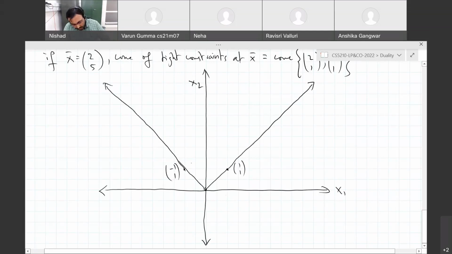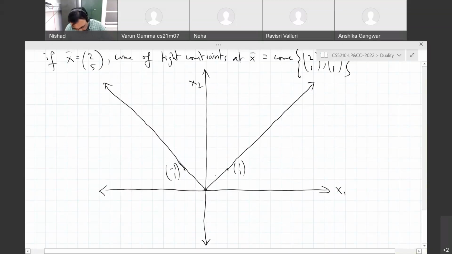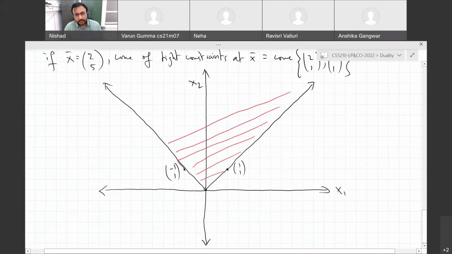And the cone is exactly what you see here. So all possible non-negative linear combinations of these two vectors is going to be this region. You can just check for one point whether it belongs to the cone or not, and by that you can decide whether you should be looking at this side or the other side. That's an easy way to check.